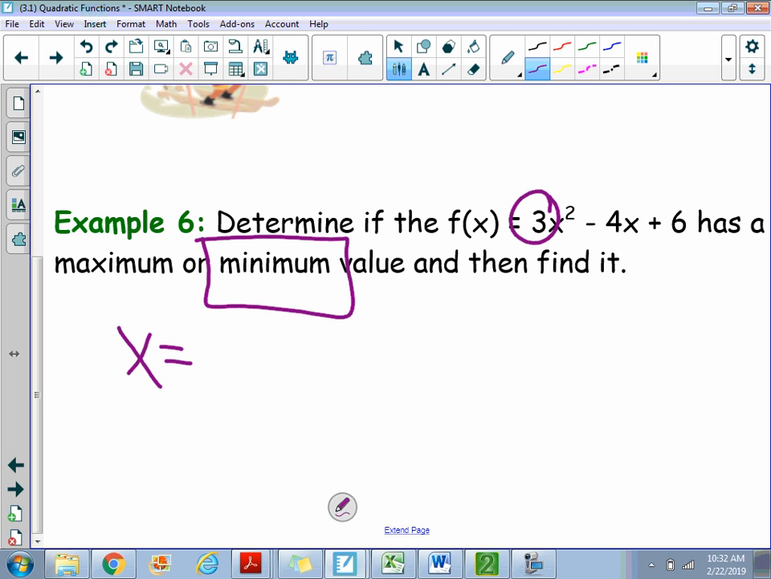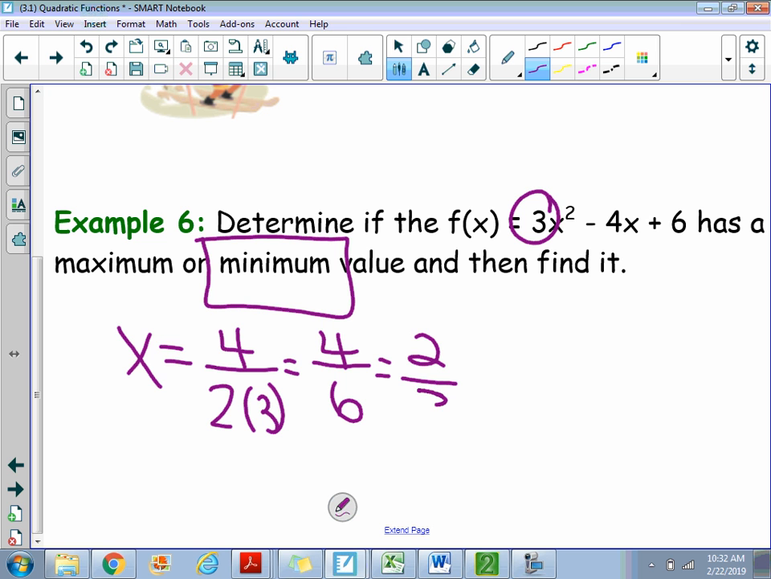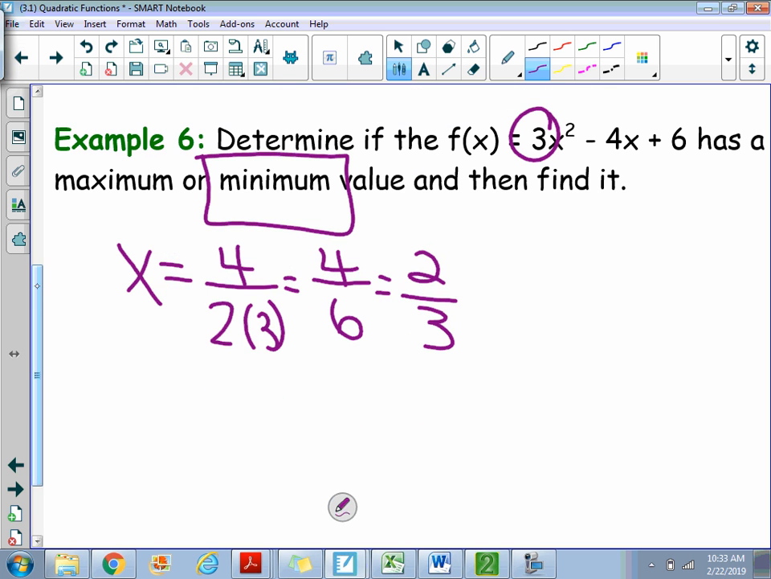So x is -b, which would be positive 4, over 2 times a, which is 4 over 6, which is, oh gosh, you really gotta simplify your fractions. You were killing me. That was the unsimplified fractions. All right, so 2/3 is your x value, and then what do we have to do to find y? Plug that bad boy in. Oh, I love reviewing fractions.